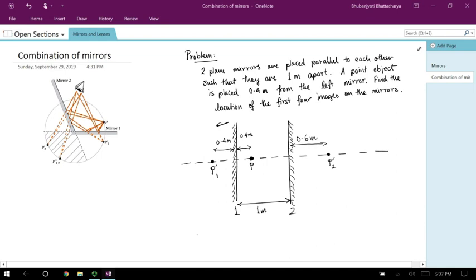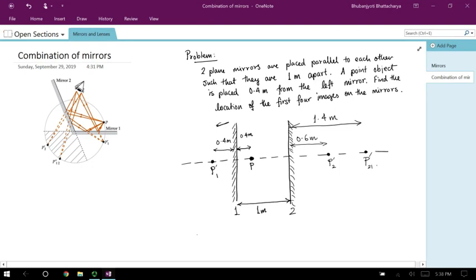Okay, but P1 prime is now in front of mirror 2 and P2 prime is in front of mirror 1. So each of these will now get reflected, and we will find 2 more images. The image of P1 prime on mirror 2 will form somewhere over here. Note that the distance from P1 prime to mirror 2 is 1 meter plus 0.4 meters, so 1.4 meters. So somewhere over here at a distance of 1.4 meters, we will find the image of P1 prime on mirror 2, and we'll name it P21 prime.